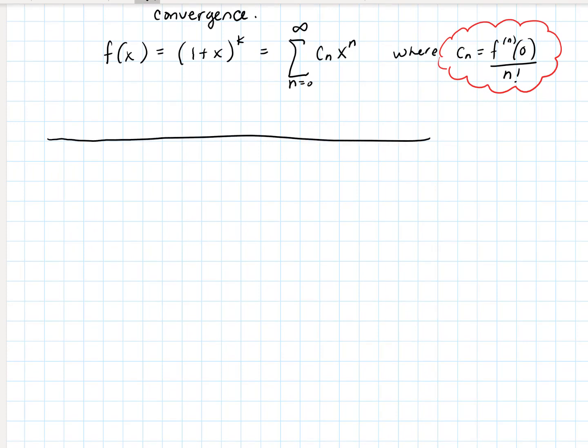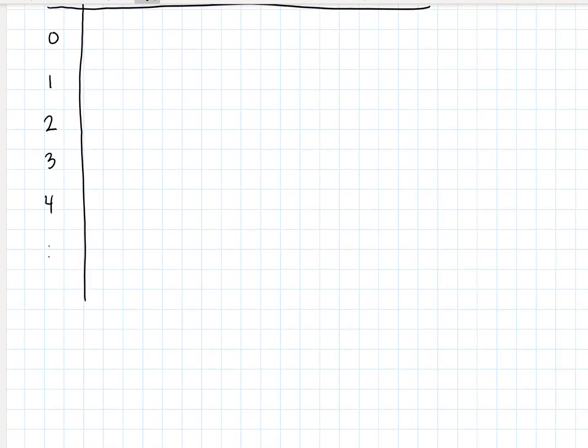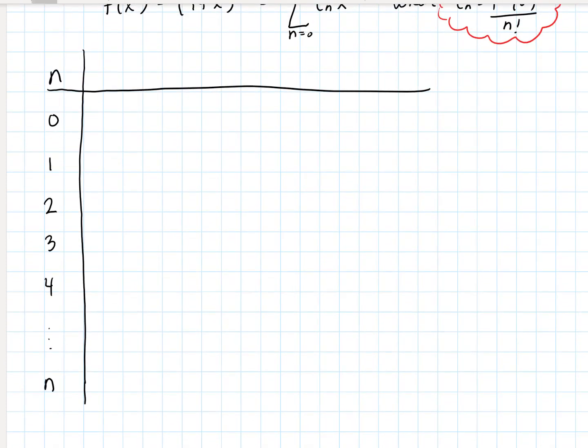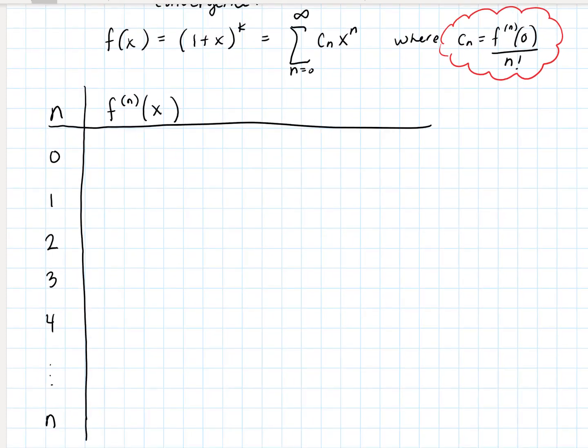So we'll look at n's. Let's go 0, 1, 2, 3. We don't need to go that far. 4. That should be enough. If we need to, we could do some more and see if we can come up with an expression for the nth derivative. So remember that the 0th derivative is the function itself. So the 0th derivative is just (1 + x)^k.